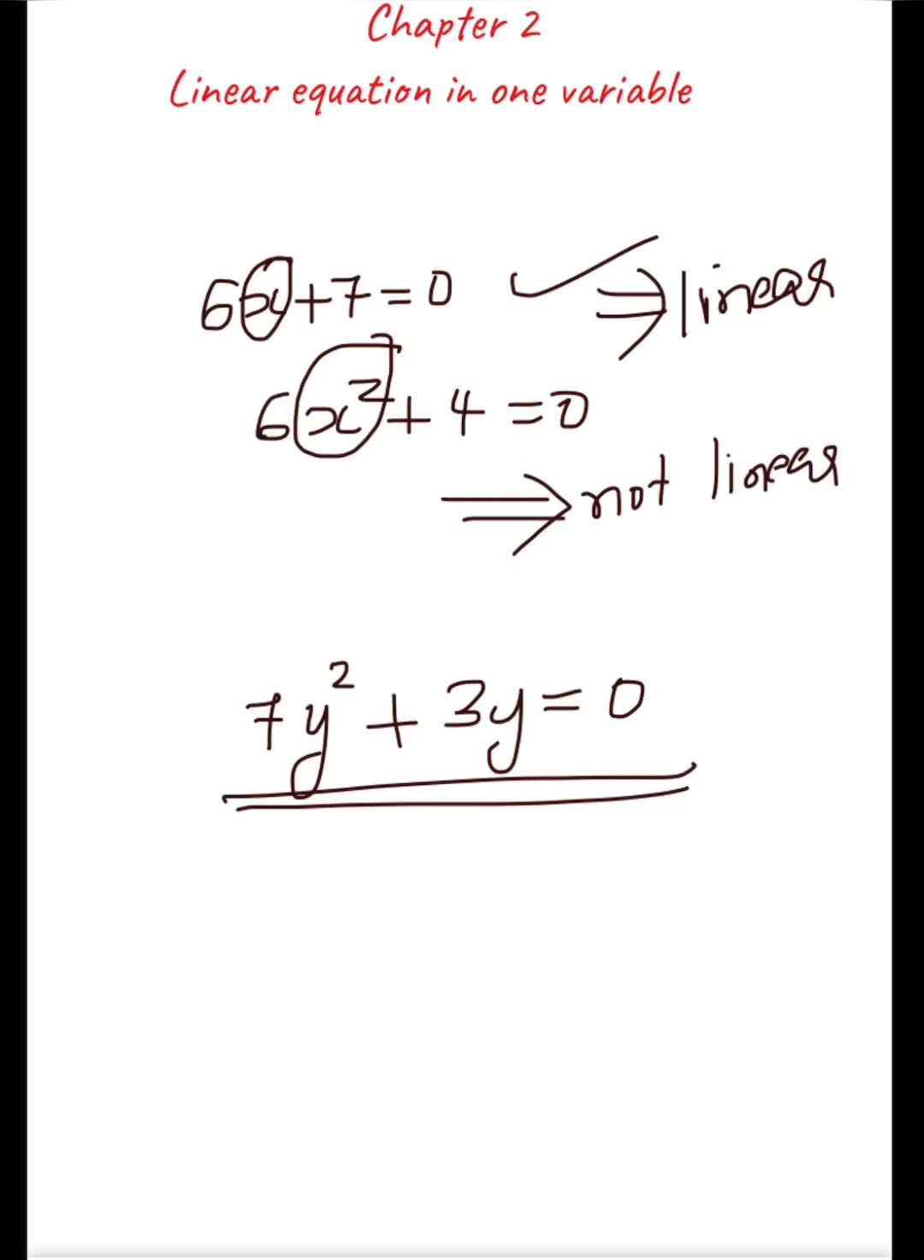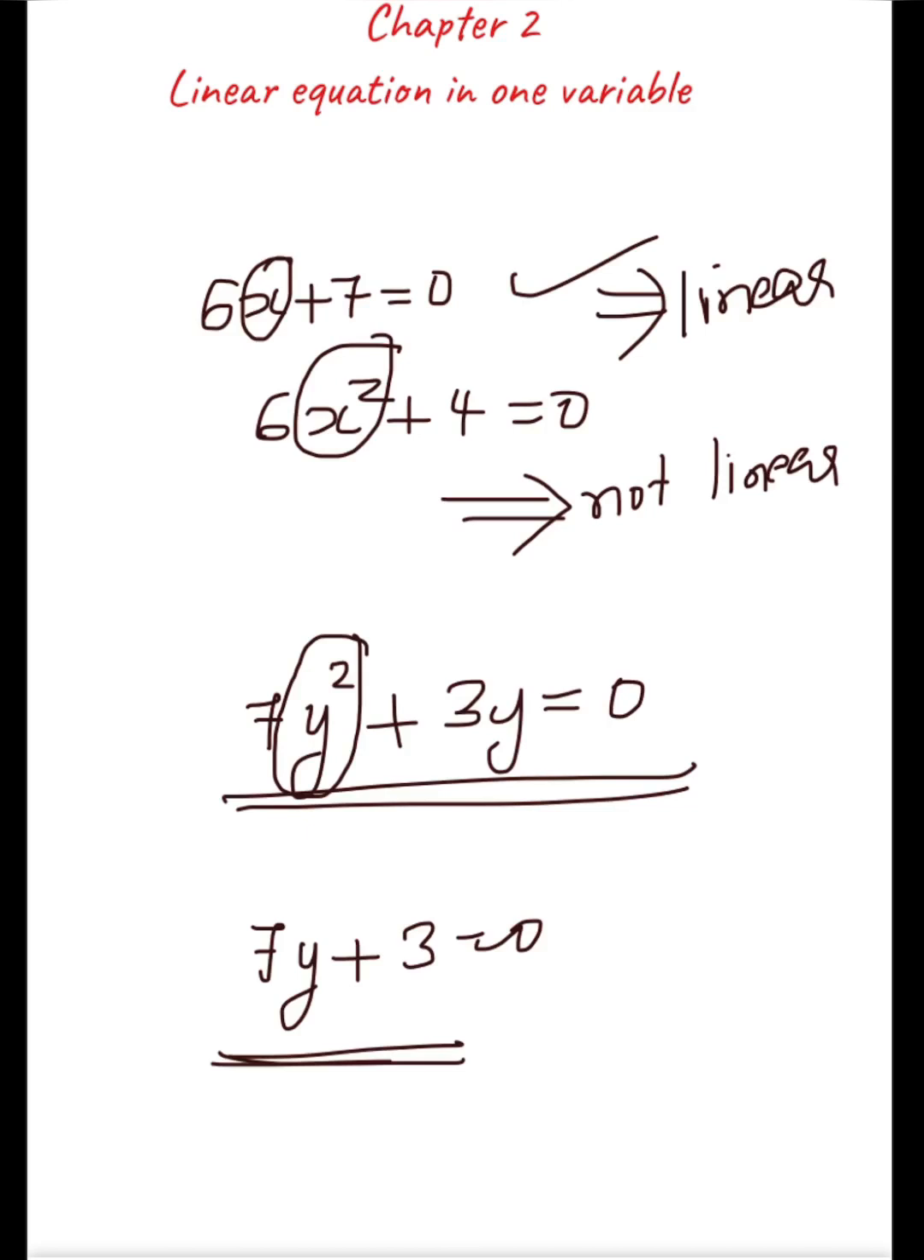Why? Because here you can see that the power of y is 2 here. Okay. So you cannot call it a linear equation. Now 7y plus 3 equals 0. This you can call a linear equation. Okay. Here this can be called a linear equation.